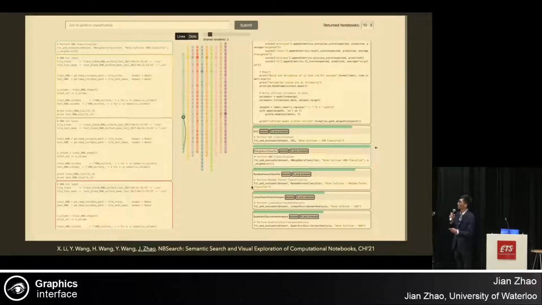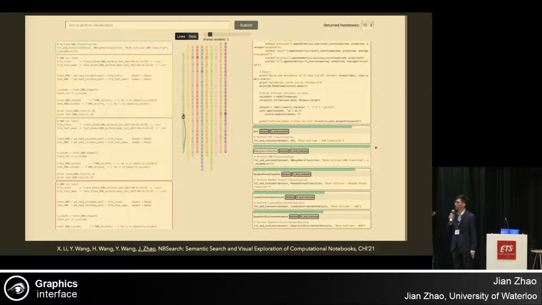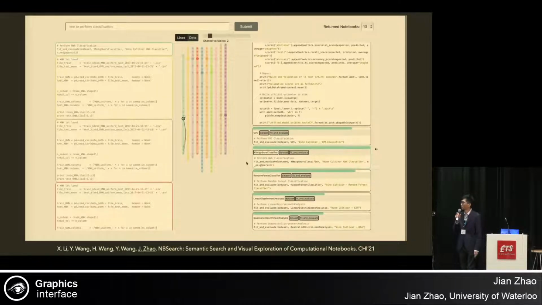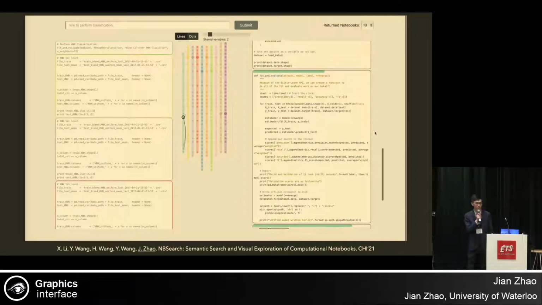And there are also black curves in the middle that show the relationship between different code cells. And by exploring the results on the right, there are also tags emphasizing the important functions and variables in the notebooks. There are also green bars that show the similarity between that code and your query. So based on those visualizations and this interactive interface, it helps users identify the useful code from their search and explore the inter- and intra-relationships between those searched code cells.